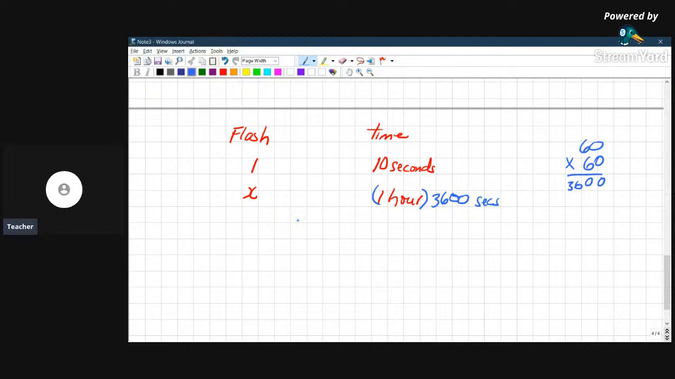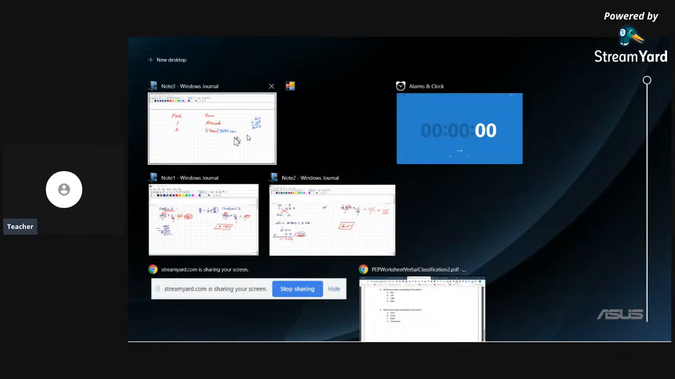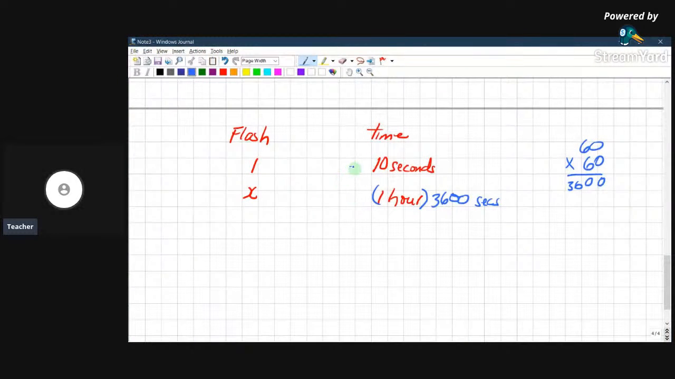Now, in order to continue, I can simply try cross multiplying. Hold on, let's get back. Yes, we can cross multiply here. Now on this side, I'm going to have 10x, and this would be equal to 3,600. I'm not writing the seconds just yet. What I want to do now is to get x by itself.